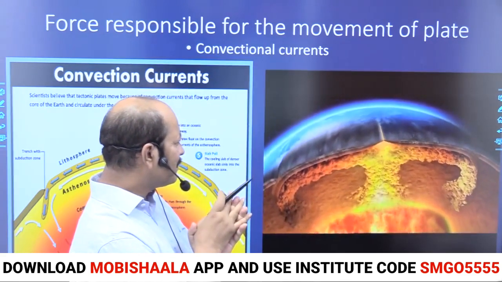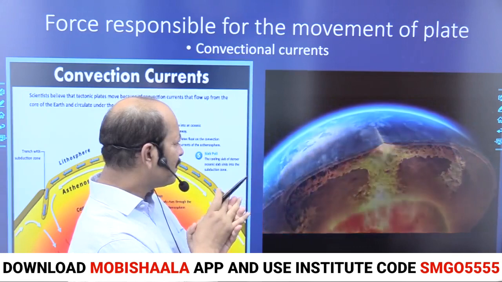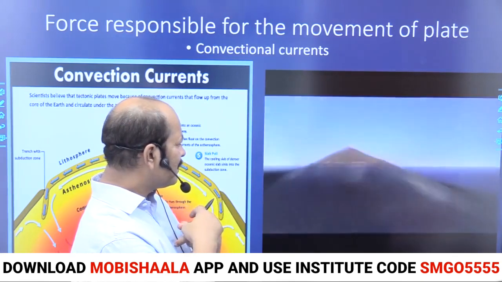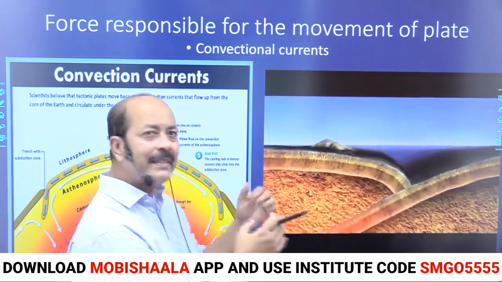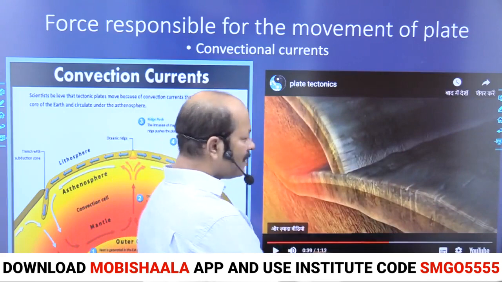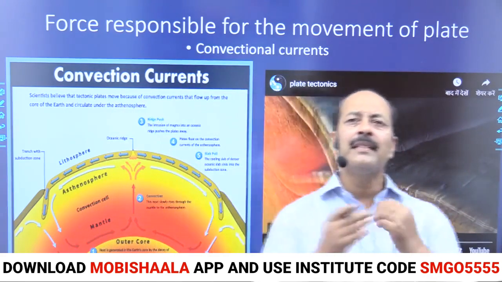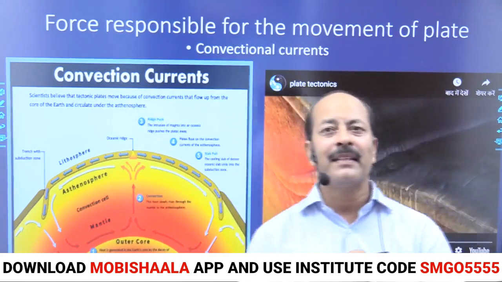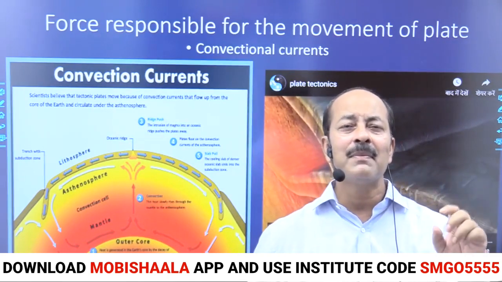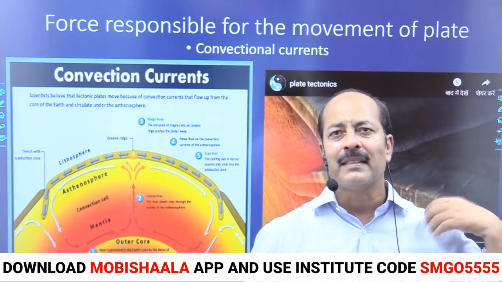And it's this that ultimately causes the continents to move. Now this should be clear. Yes sir, this is convergence. It's a convergence. So due to the convectional current, the plates are moving in different directions and they are named as divergence plate, convergence plate, or parallel movement plate, right?